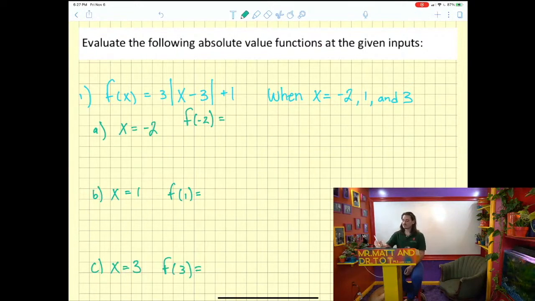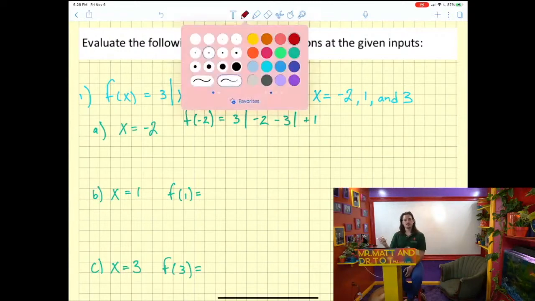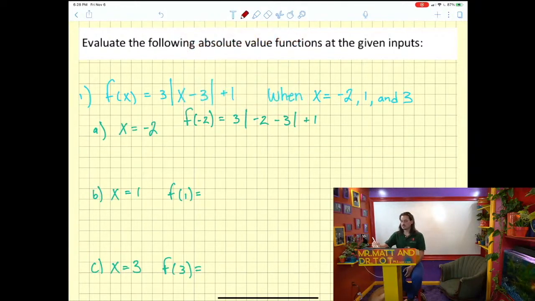So here, f of -2 would be equal to 3 times the absolute value of -2 minus 3, quantity plus 1. -2 minus 3, we can use the rule leave, change, change to make that a little bit simpler.